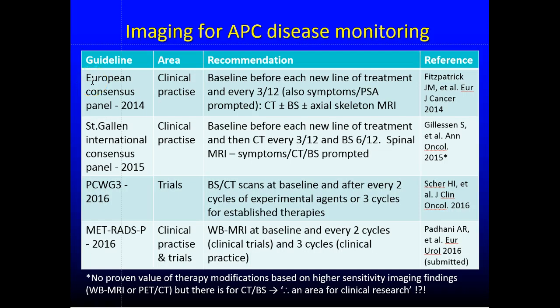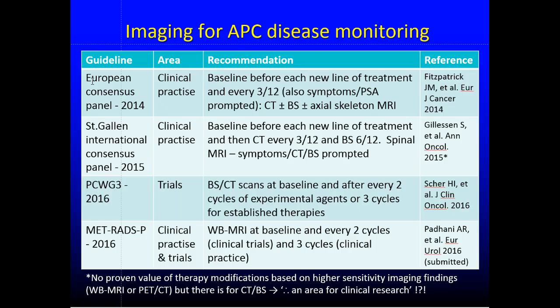What about in the treatment monitoring arena? Well, again here the emphasis is very much on the use of bone scans and CT scans, as emphasized by the EAU guidelines of 2014. The St. Gallen International Consensus Panel also emphasized CT scans and bone scans, and for clinical trials still we find CT scans and bone scans being recommended. But this is about to change.